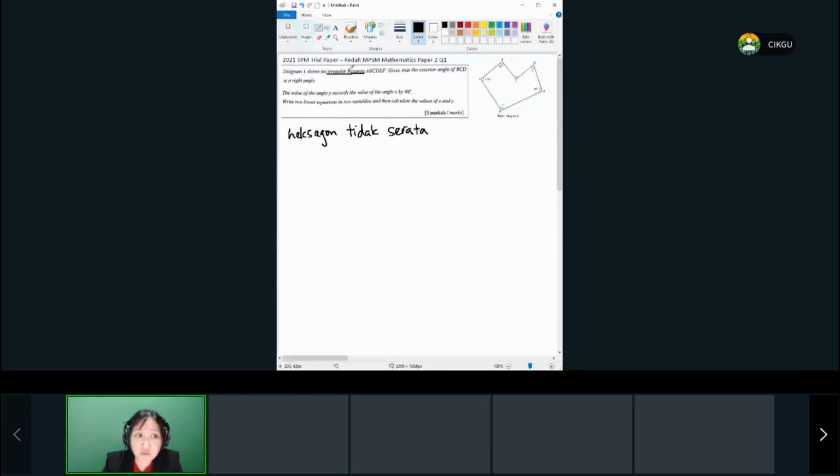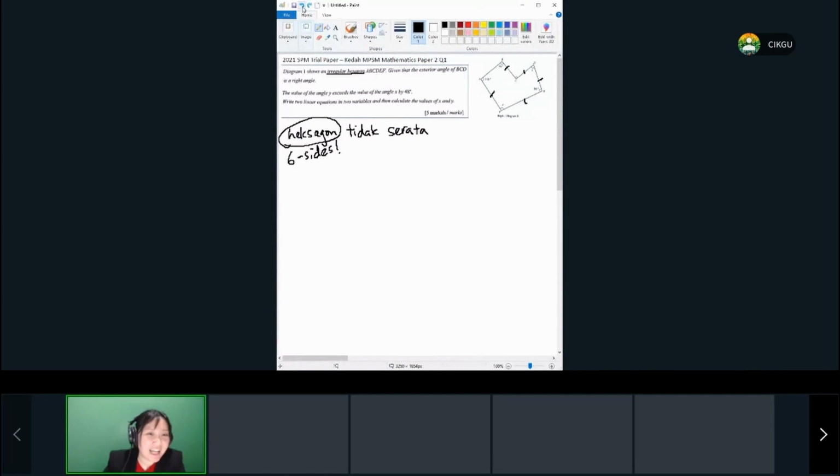So what is the meaning of hexagon? This is the shape. Why is it irregular? The word irregular means the sides are all different lengths. Obviously, you see this one side longer, this one also longer, this one shorter. All sides are of different length. That's why we call it irregular. Hexagon means it has 6 sides. 1, 2, 3, 4, 5, 6.